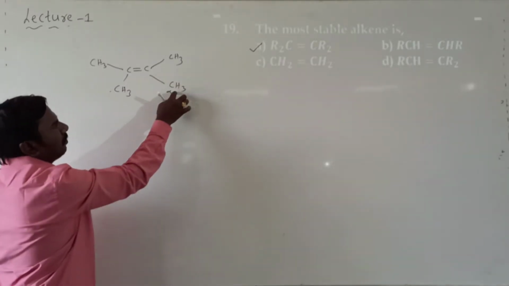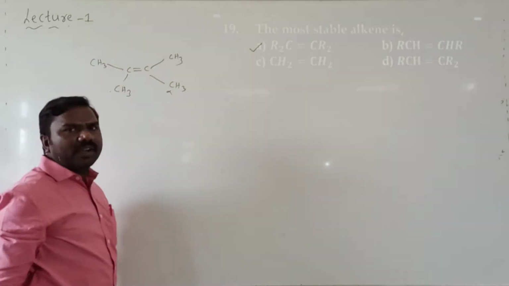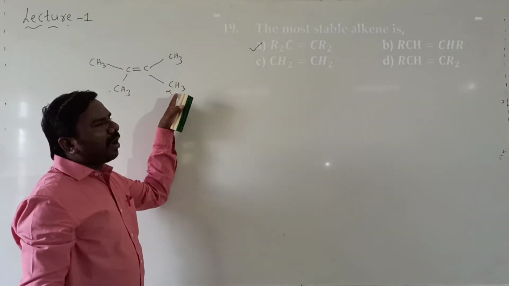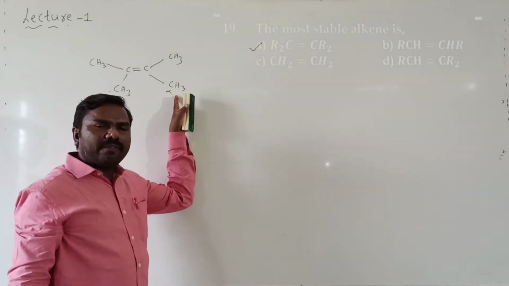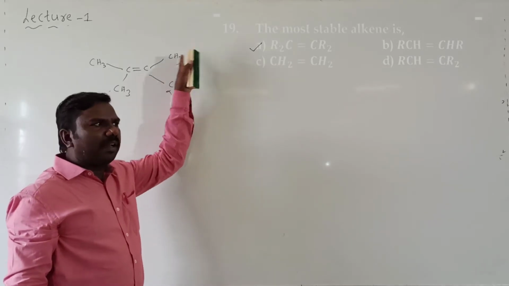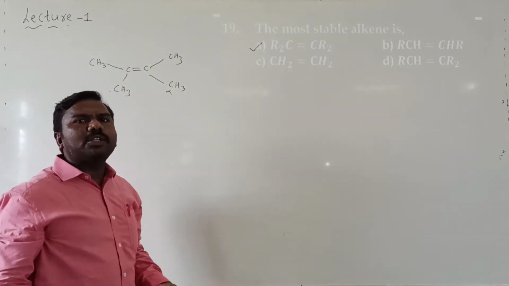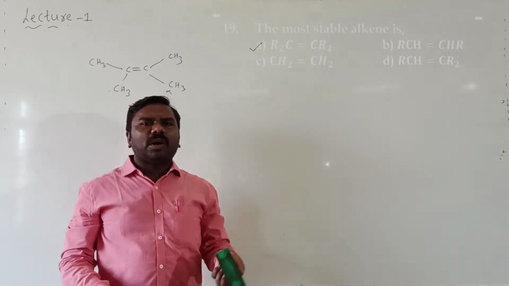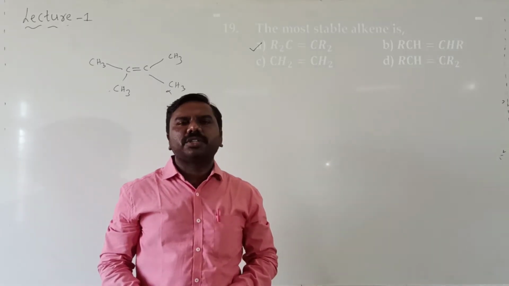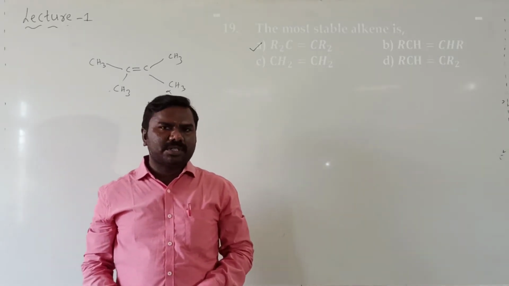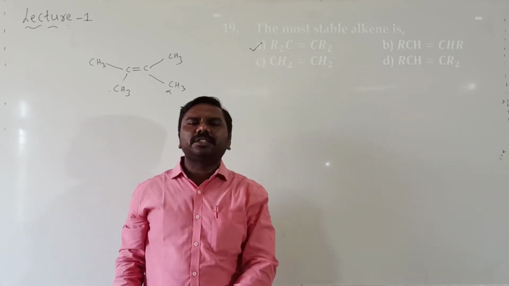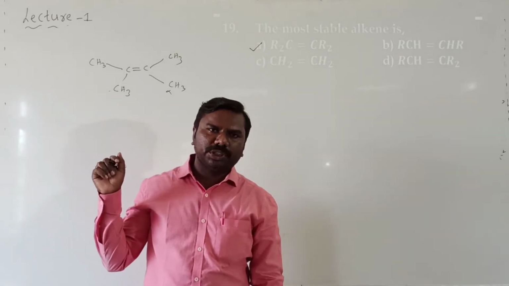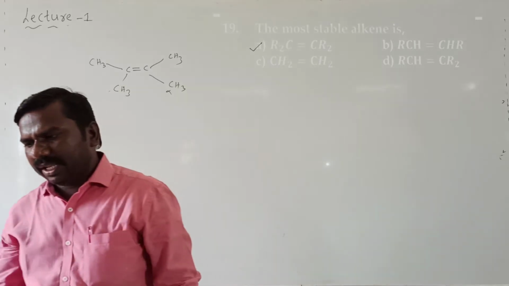So these are all alpha carbons: 1, 2, 3, 4. All are alpha carbons. The carbon of the double bond is called alpha. First alpha, second alpha, third alpha, fourth. Totally 12 alpha hydrogens, obviously 12 hyperconjugated structures, finally more stable structures. More substituted is more stable because of hyperconjugation in alkenes.